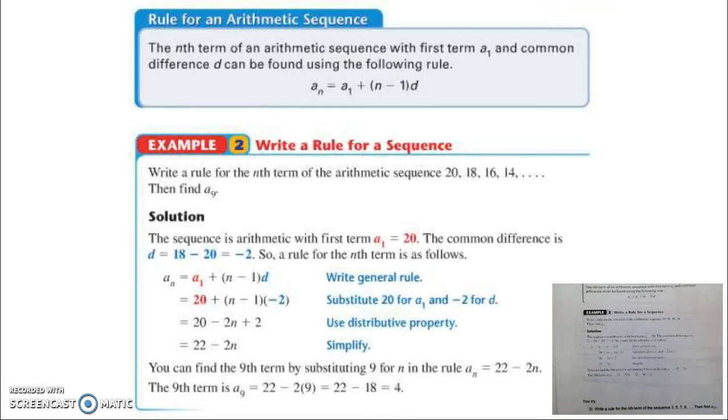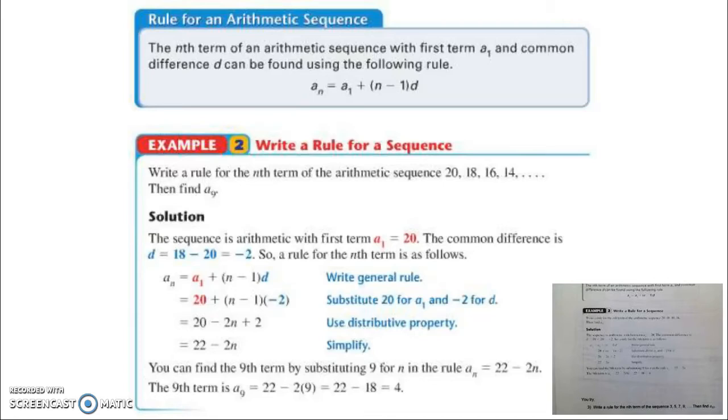So as an example, we have a sequence 20, 18, 16, 14, and we're asked to find a particular value in the sequence. So once that happens, we need to plug in that number in place of n and evaluate. So we're doing two things here. We're writing the rule, and then we're finding a specific value. So in looking for the common difference, we're subtracting one term minus the one preceding it. So 18 minus 20, that's negative 2.